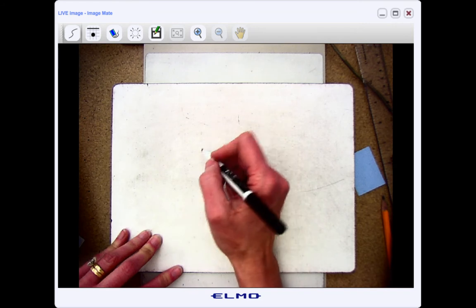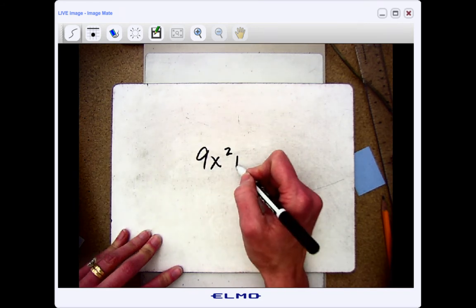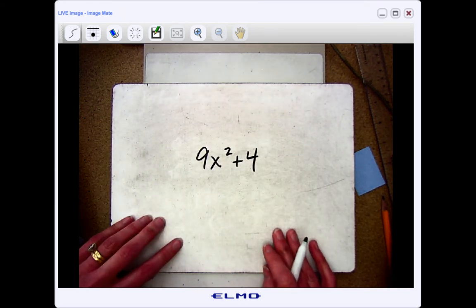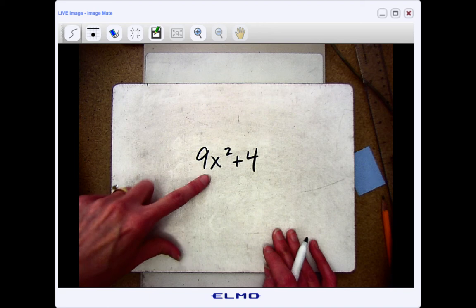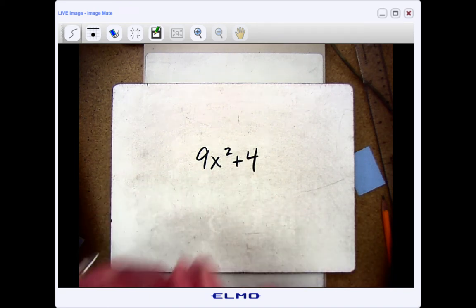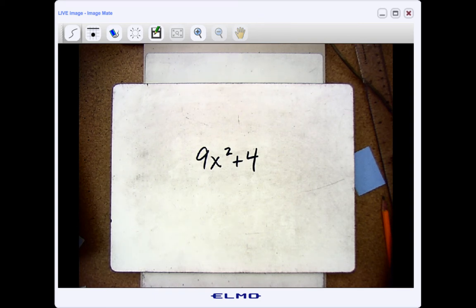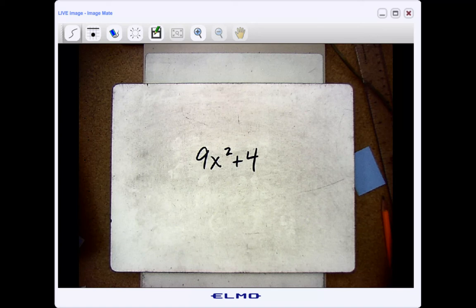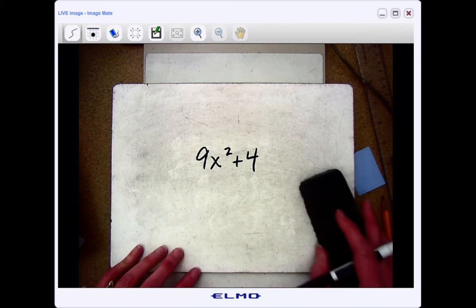Okay, how about 9x squared plus 4? Does that fit one of our shortcuts? Hopefully you weren't tricked by this one, because this is a perfect square and this is a perfect square, but it's not a difference of two perfect squares, okay? So if you wanted to see if it's factorable, you would have to use the generic rectangle, but you're going to find out it's not going to factor.